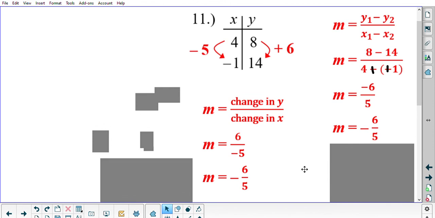I do not care which way you would do a problem like this. I want you to see different ways of doing the same kind of problem, and they both tie into the definition. Slope is the change in y over the change in x. That's the big idea that I want you to learn from this lesson.